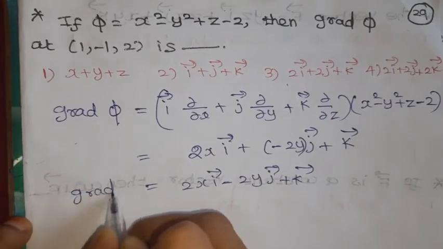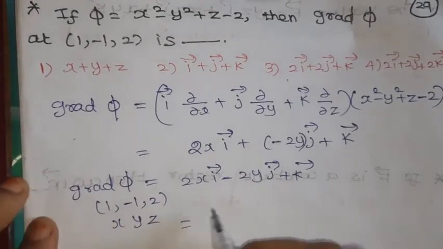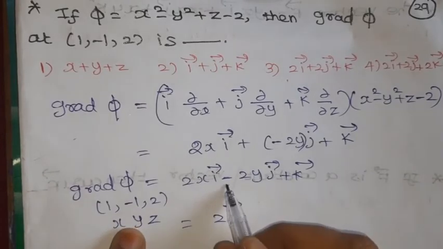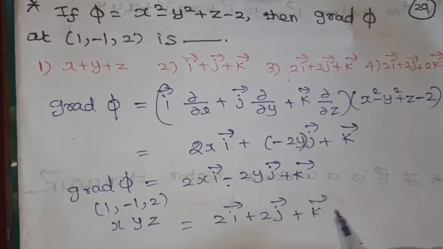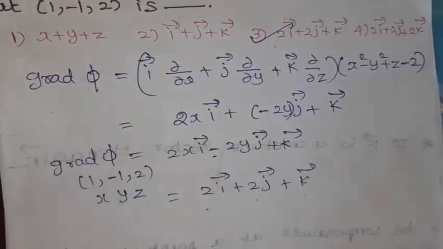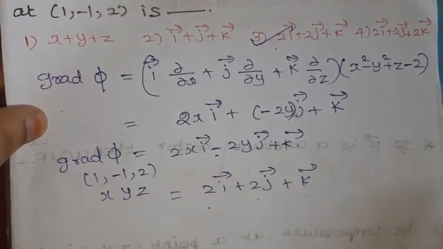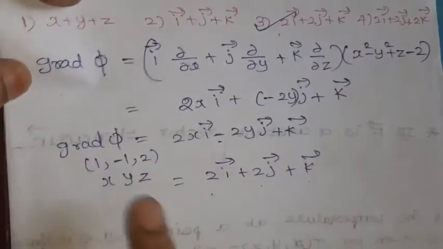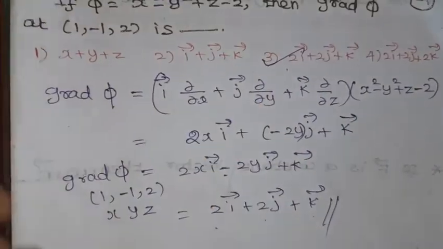This is grad phi. At the point 1, minus 1, 2, just substitute x, y, z. So 2 into 1, 2i, then minus into minus, plus 2j. So k is simply k only, there is no z term. So 2i plus 2j plus k, option 3. We can make a mistake at this point. There is no z term, but by mistake we can write it as 2k. This is wrong, because in the options 2i plus 2j plus 2k is also given to confuse us. There is no z term, so it is simply k only. So gradient of phi is equal to option 3.